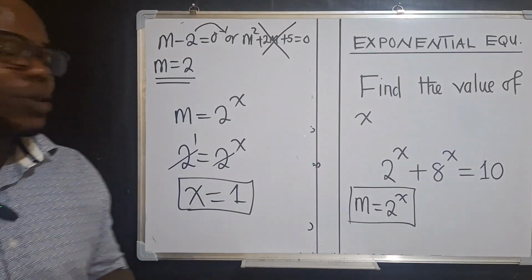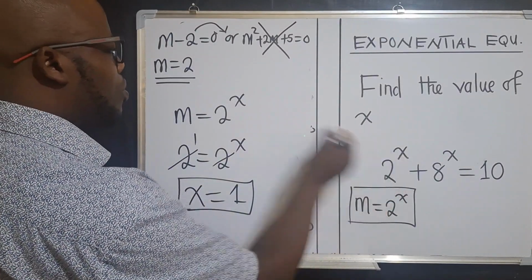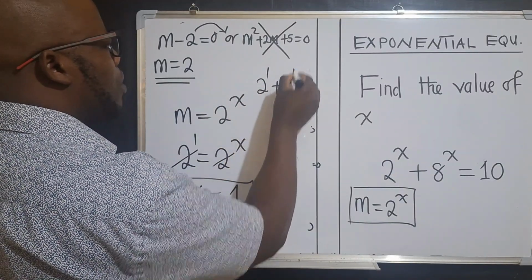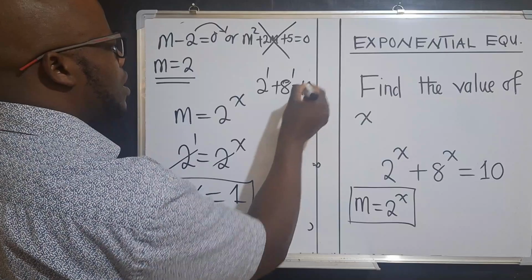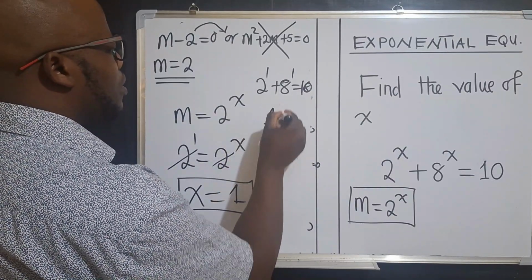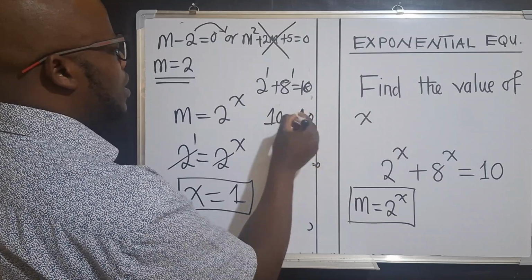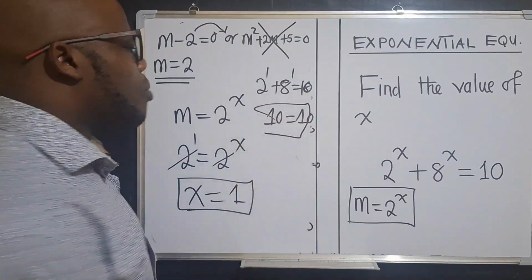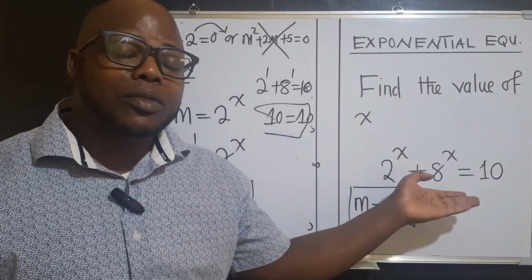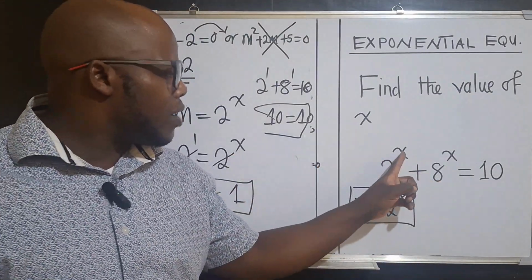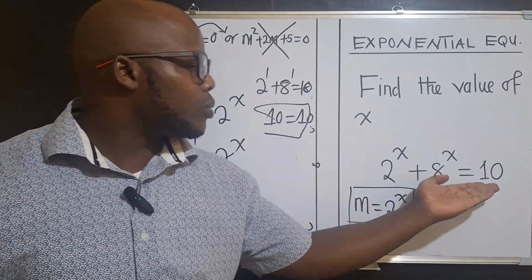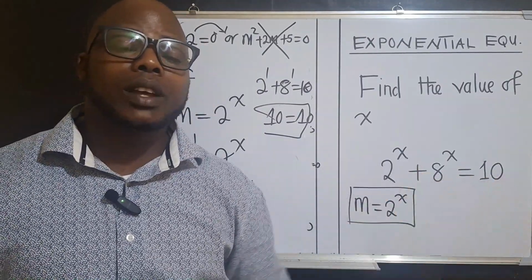Thank you so much for watching, but let me just try to prove for you if truly what we found is true. So here, if we substitute 1, we've got 2 power 1 plus 8 power 1 is equal to 10. So 10 is equal to 10. So that's it. Now from just looking at the exponential equation we have here, you can tell that the value of x is 1, to give us what? A 10. It would be 2 plus 8, it's giving us 10.